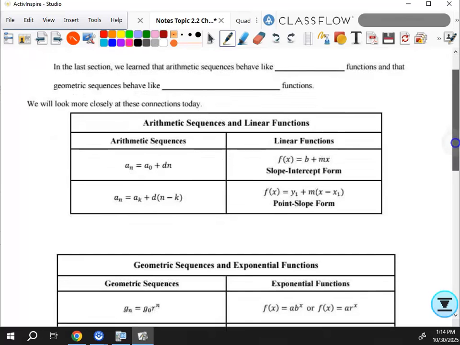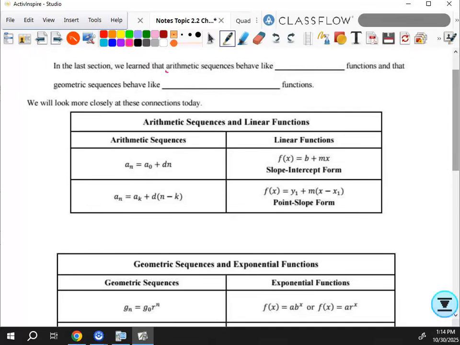So in the last section, we learned that arithmetic sequences behave like what kind of functions? Linear, okay? And that geometric sequences behave like exponential. Okay, so we're halfway there. So we're looking a little bit more closely. Again, we kind of already did.